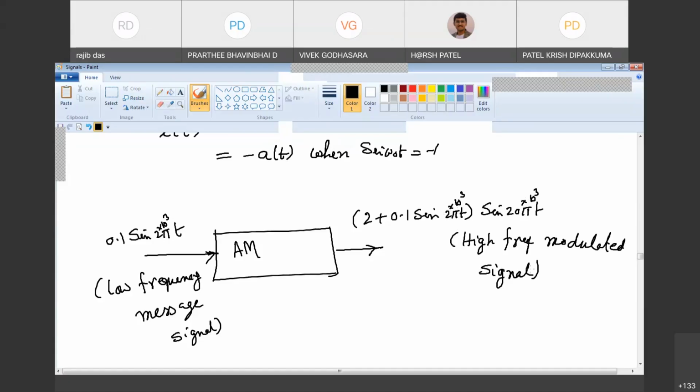So you see signal processing, this concept is directly applicable for communication. The modulation scheme is nothing but one kind of signal operation. We need to convert a low frequency message signal to a high frequency modulated signal so that it can travel through the channel efficiently. Is it clear?